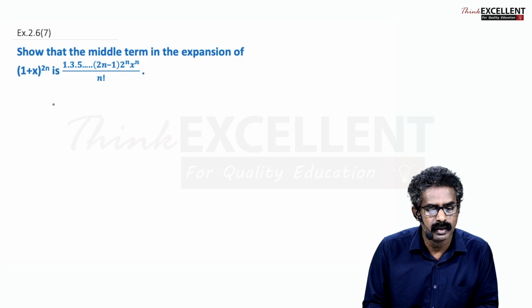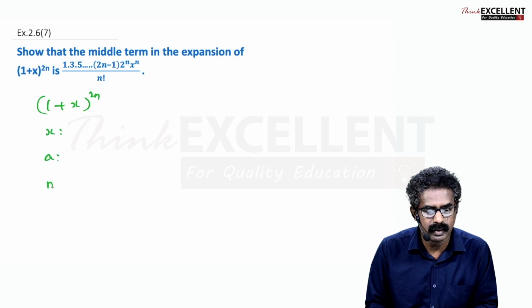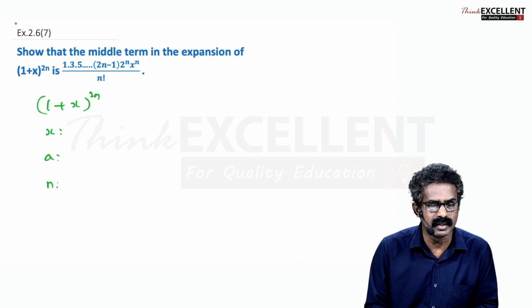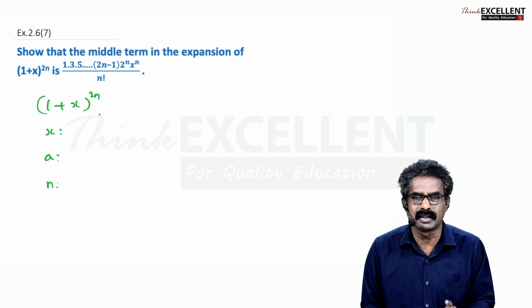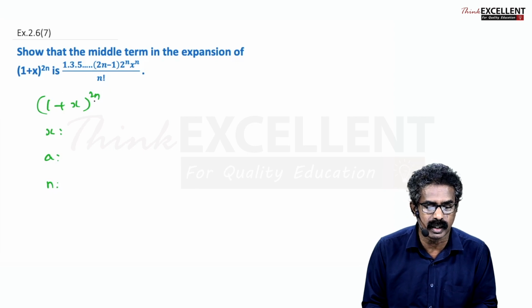Listen carefully. So what is given here? 1 plus x raised to 2n. Find the middle term. Okay, you know. So compare with the standard form, x plus a raised to n. First term is x, whatever it is. Even if x is the second one, don't take it as x. First term is x. 1 plus x and x plus 1 are same, but the position changes. Okay. So first term, x is 1, a is x, n is 2n.